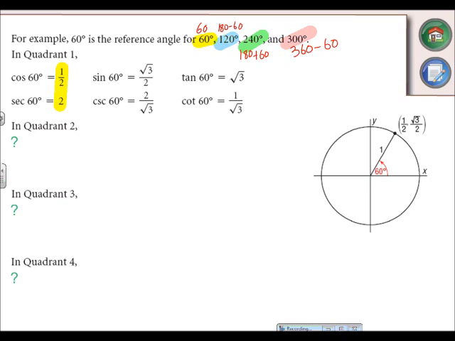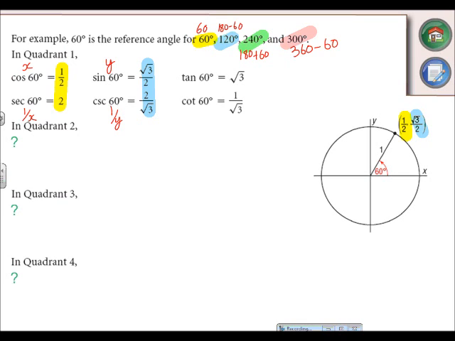Sine is the y coordinate. Cosine was the x. Secant is 1 over x, the reciprocal of the x coordinate. Sine is the y. Cosecant is the reciprocal of that. So I go to the y coordinate, root 3 over 2. Cosecant, flip it, 2 over root 3.